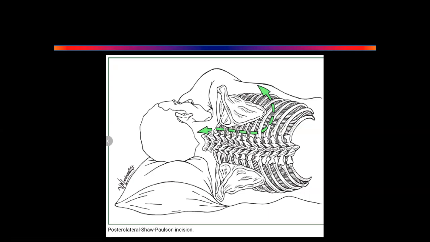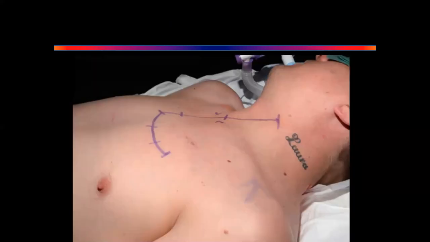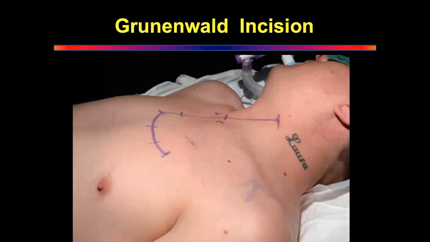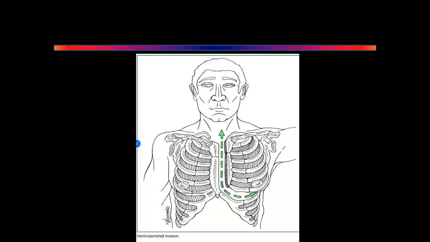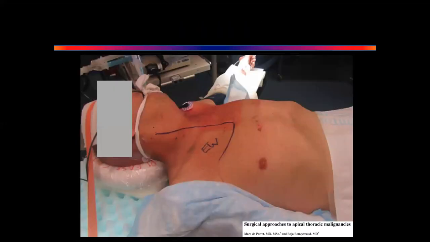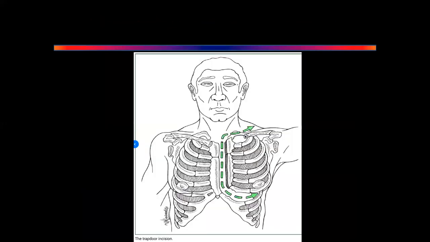Sharp ulcers. Name the incision. Grunewald. Okay, I've done a whole lecture on this, so you should be able to answer all of this. Name the incision. Okay, hemi-clamshell. It's okay, this is transclavicular. What is this? Trapdoor incision. Fantastic. The time is 7 o'clock.